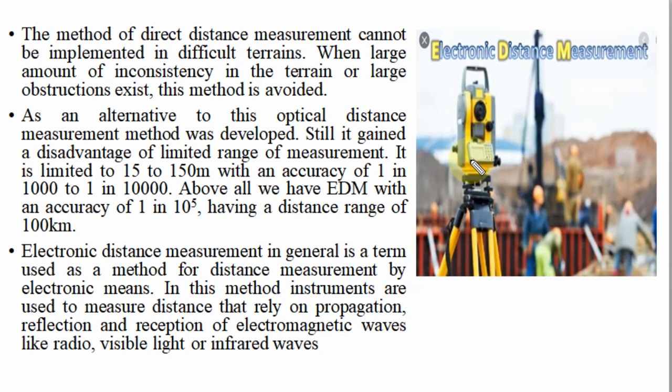Electronic distance measurement is a general term used for the method of measuring distance by electronic means. In this method, the instruments used to measure the distance rely on propagation, reflection and reception of electromagnetic waves like radio, visible light or infrared waves. We can see how it measures the distance between the two objects: there are radio waves, visible lights and infrareds, which are transmitted and received by the receiver, and you get the distance between them.